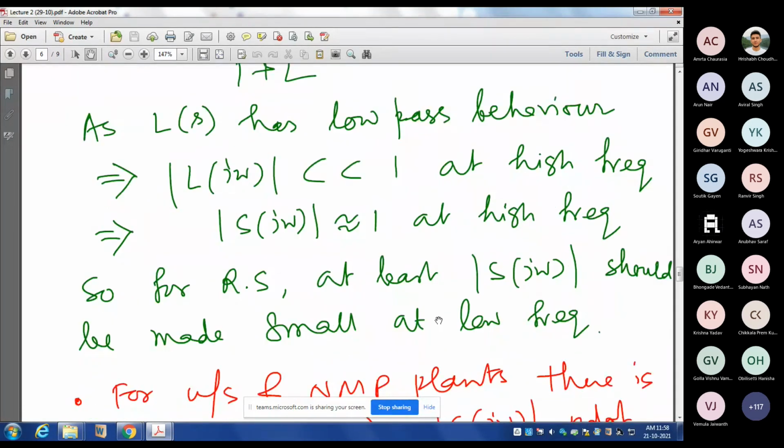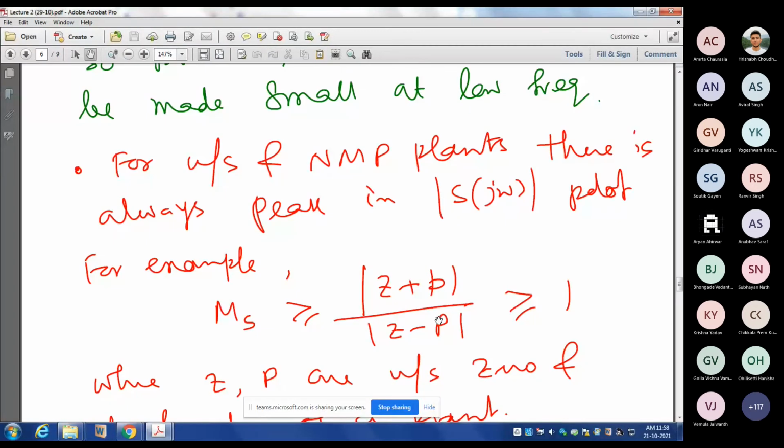Got it? But there are some limitations on the achievable sensitivity norm in the case of non-minimum phase and unstable plants. If you have an unstable plant with a zero at s equal to z and a pole at s equal to p, then you can verify that this kind of relation holds. I am not proving the difficult relation, which needs interpolation theory. MS is always greater than or equal to 1.